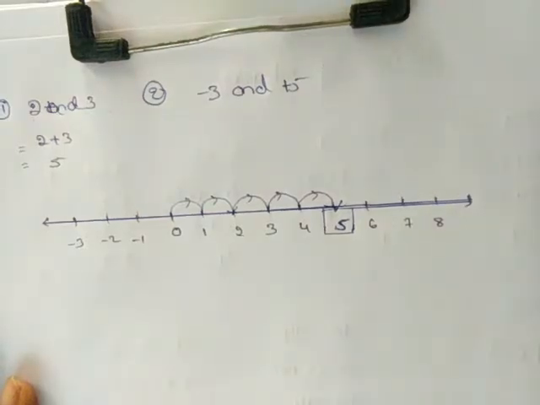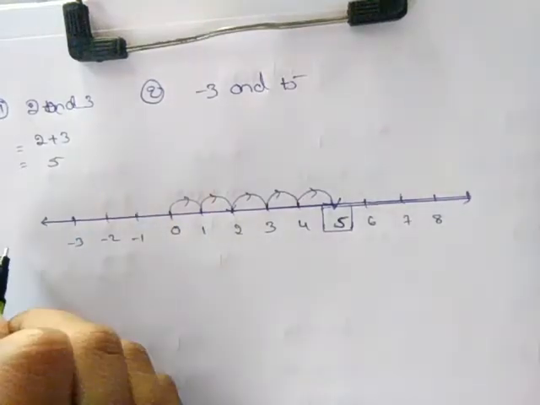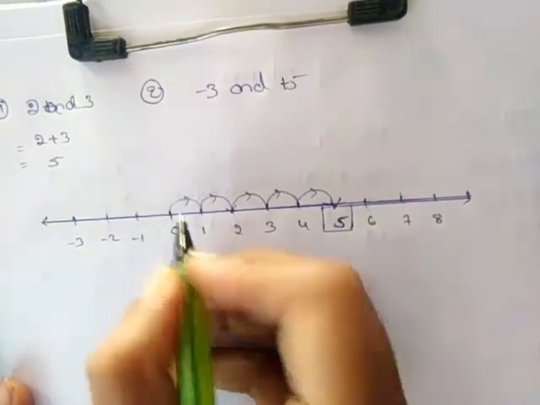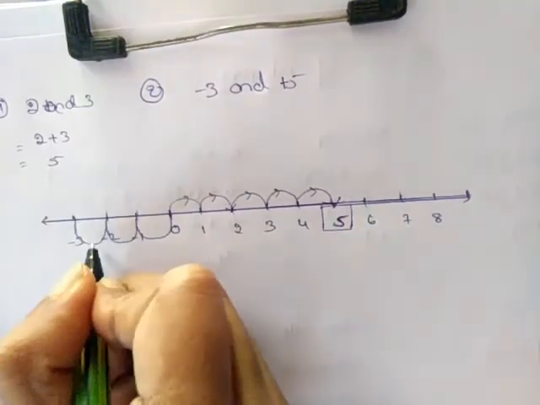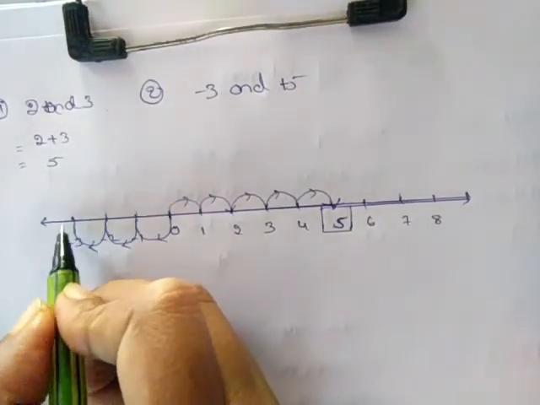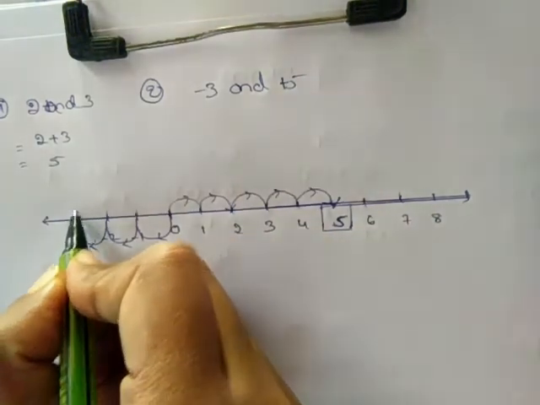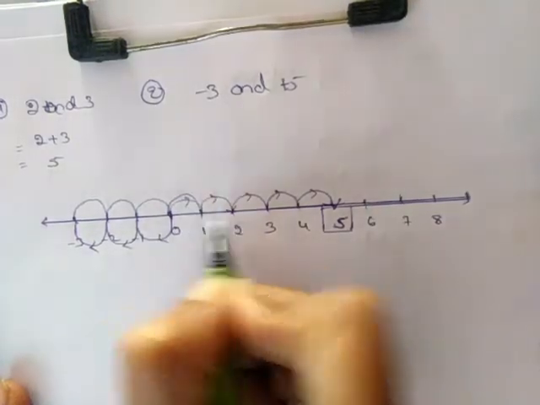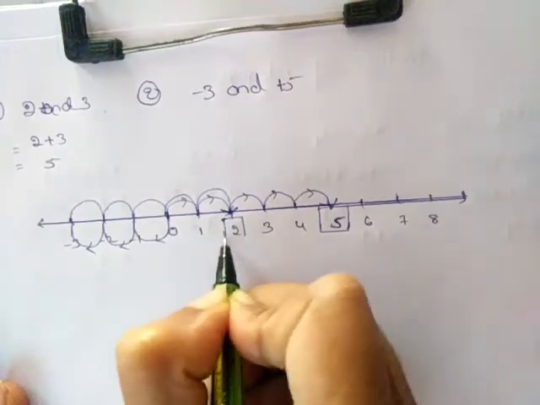Next we will see minus 3 and plus 5. Minus means it will be left. From 0, we need to move 3 steps, so 1, 2 and 3. In this direction we have moved. Then from there we need to move plus 5 steps: 1 step, 2, 3, this is 4 and this is 5. We are pointing towards 2 here.